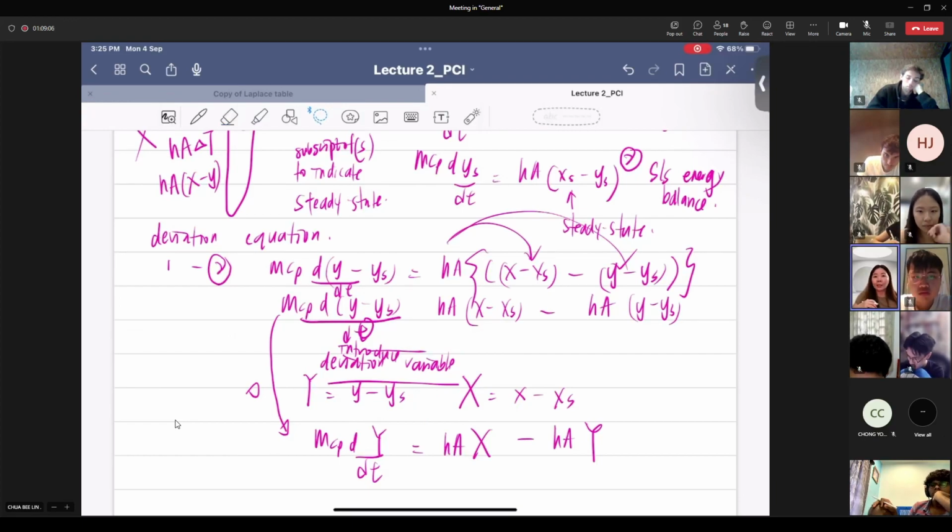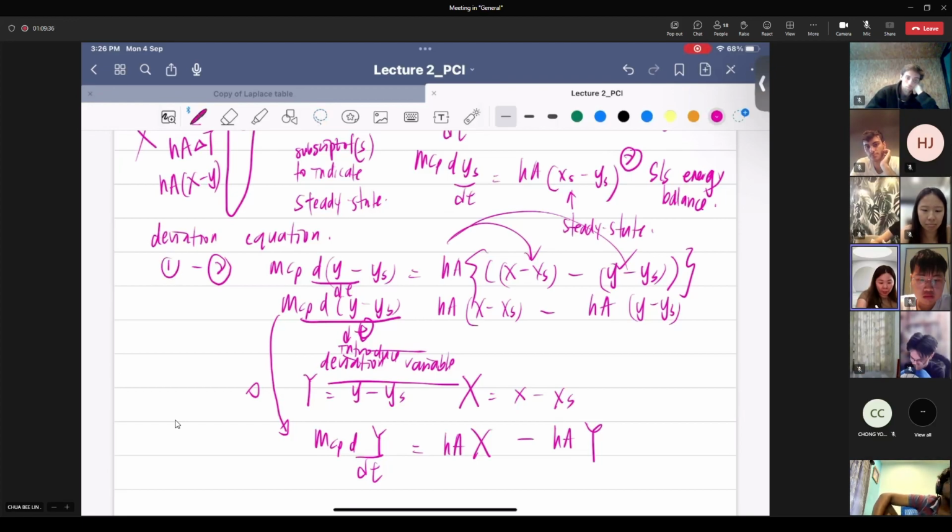So the steps are the same for all the examples. First, consider the balance you want to use. In this example, we have the energy balance. Then we derive the unsteady state energy balance and the steady state energy balance. Then we use equation 1, unsteady state, minus the steady state. For the steady state, we just include the subscript S to indicate it is steady state. Once you have equation 1 minus equation 2, which is the unsteady state minus steady state, you introduce the deviation variables, where you have the capital Y and the capital X.